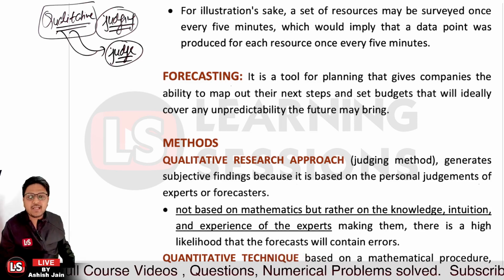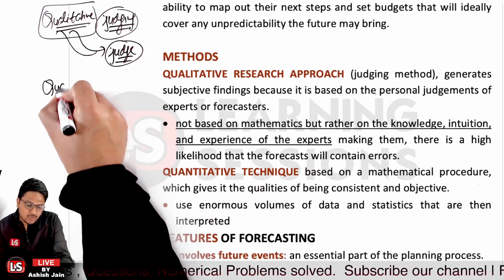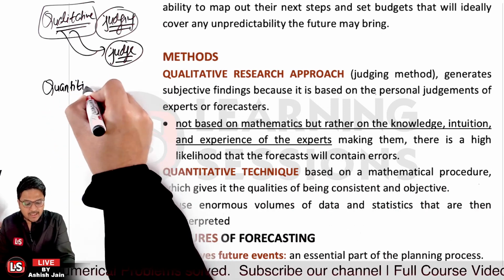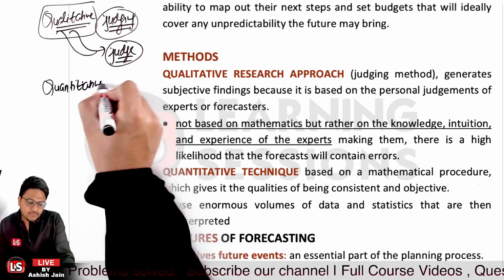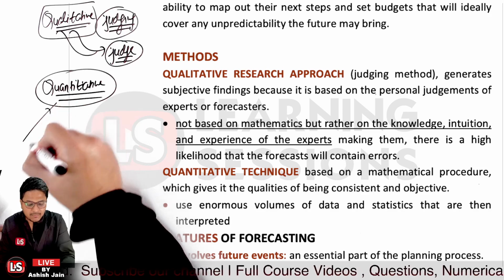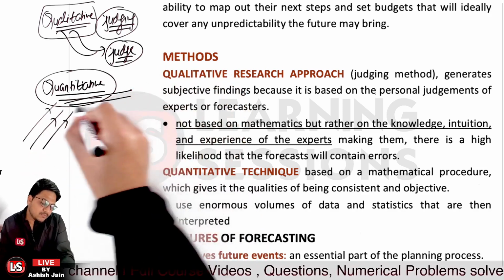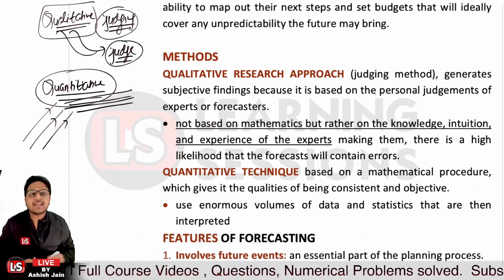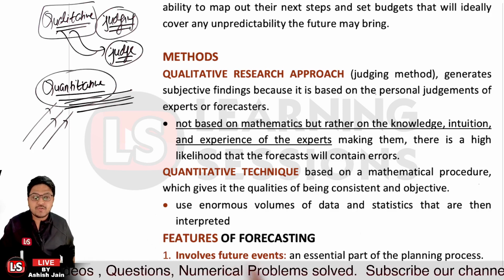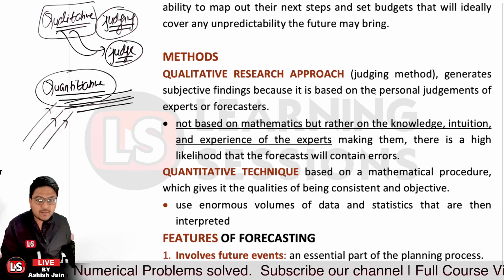And the second one is related to the quantitative technique. In the case of quantitative techniques, you are using mathematical and statistical techniques. Based upon the data, the trends, and the different synergies, we are looking for future events, and it's quite accurate, right? In that scenario, we are using an enormous volume of data and statistics, and then the results are interpreted, right?